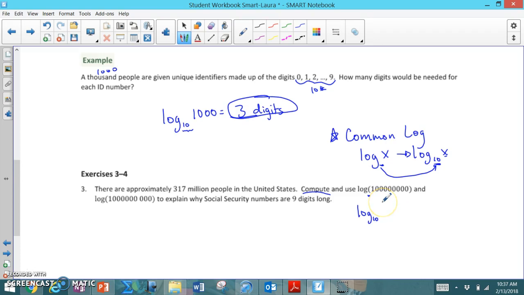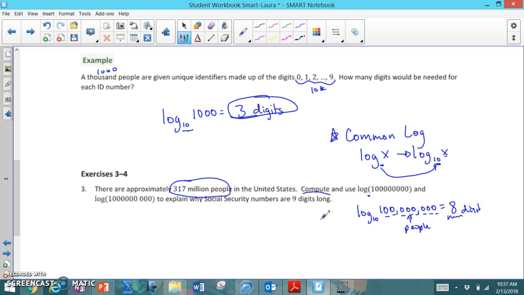And this one actually has 100 million. So we're asking ourselves, what power of 10 gives me 100 million? Again, the easy thing to do is to count up the zeros. We'll see that there's 8 zeros. So for 100 million people, remember this is people, I would need an 8-digit code. Having said that, we have 317 million people. So clearly 8 digits is not enough for a social security number.